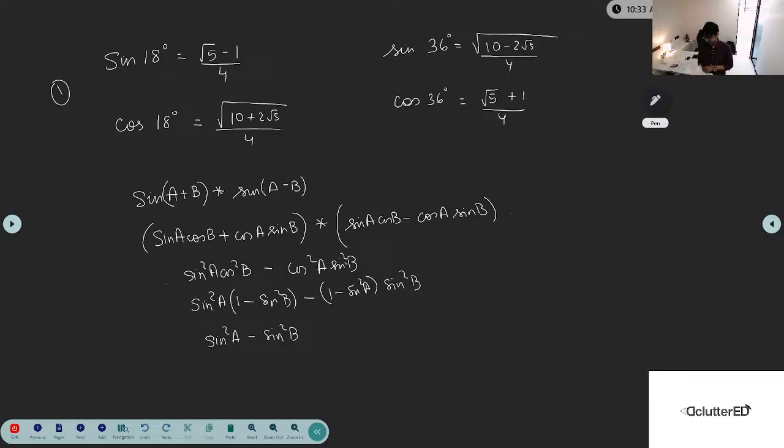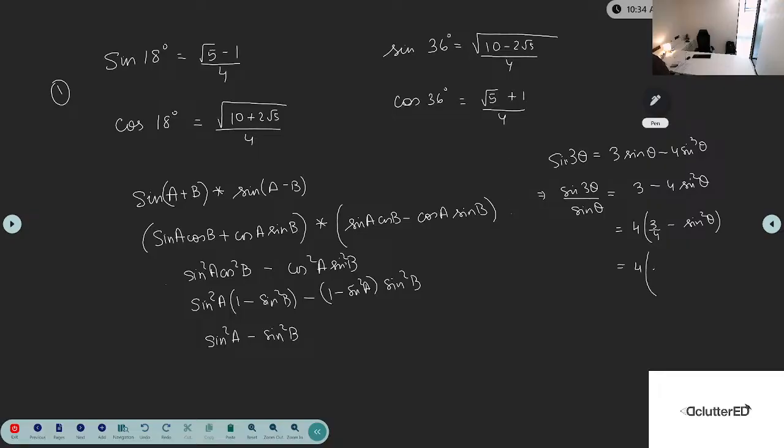The reason this is useful is because we can rewrite the formula for sine 3 theta, which is 3 sine theta minus 4 sine cube theta, as sine 3 theta by sine theta is 3 minus 4 sine square theta, and I can take 4 common and write this as 3 by 4 minus sine square theta, which I can write as 4 into sine square pi by 3 minus sine square theta, and this translates to 4 sine pi by 3 minus theta sine pi by 3 plus theta. And this is why this formula is useful.